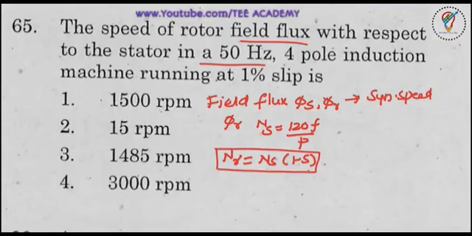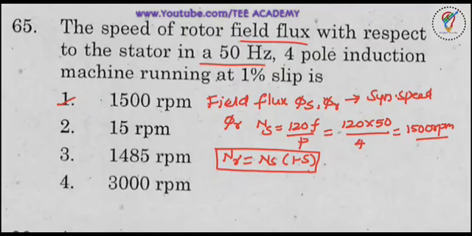If you are using this formula and substituting the values, first you will find the Ns value. Ns is how much? 120 into F, which is 50 Hertz, divided by the number of poles, 4. So as you can get, 1500 RPM is our answer. So the answer is 1500 RPM for this question.